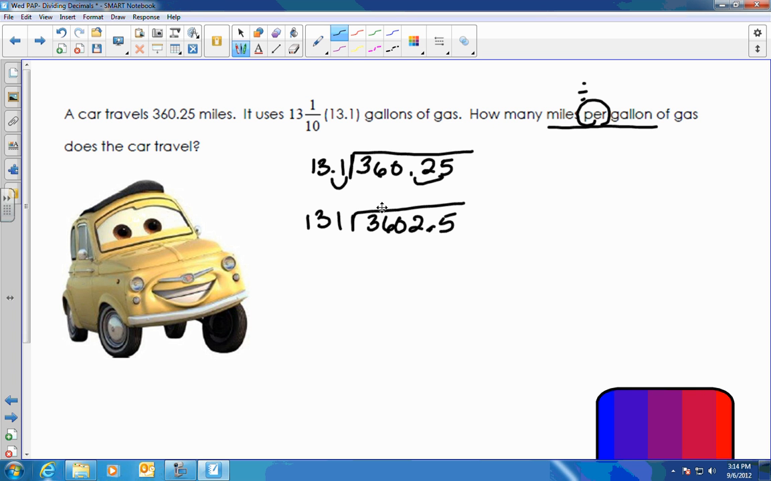So first of all, I know, sorry, forget what I just said. I'm getting ahead of myself. 131 does not go into 3, so make an X. 131 does not go into 36, so make an X. This makes it a little bit easier. 131 goes into 360. It doesn't go 3 times, but it does go 2 times.